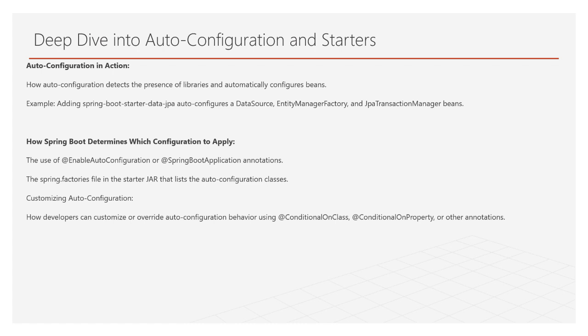We have the spring-configuration-metadata property file also, which will be in a starter jar and is going to list out all the configuration classes. We can also do customization by using @ConditionalOnClass, or @ConditionalOnProperty and different annotations. So this gives you a more customized and granular way of customizing it.